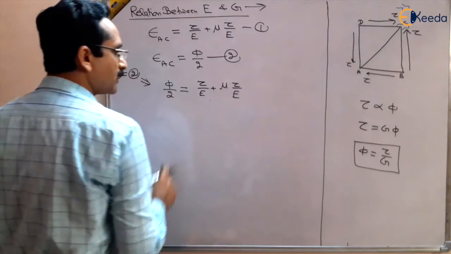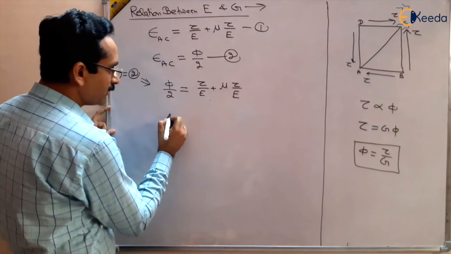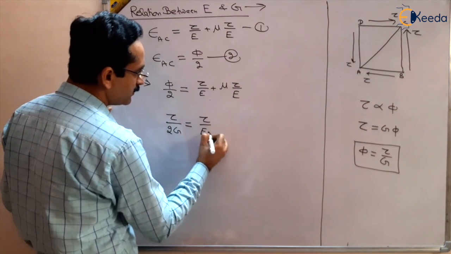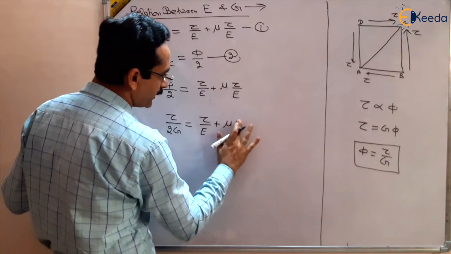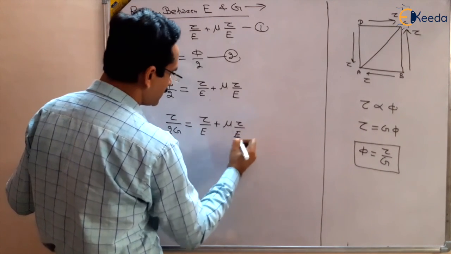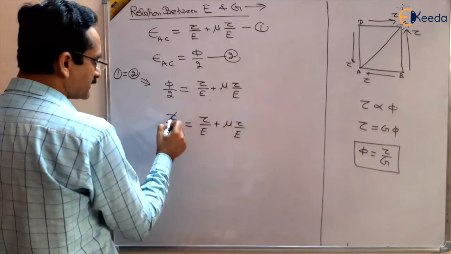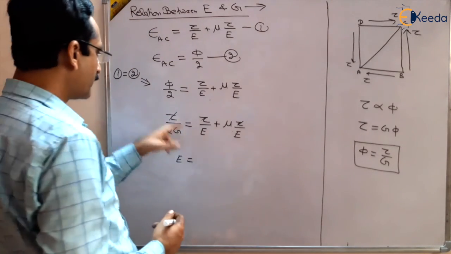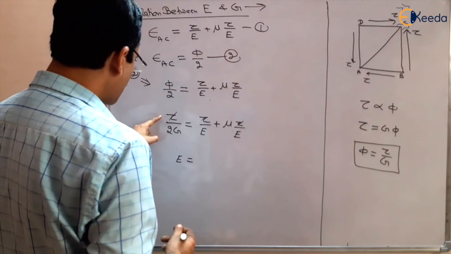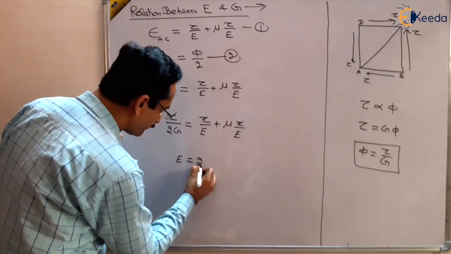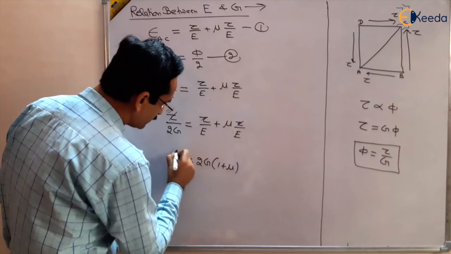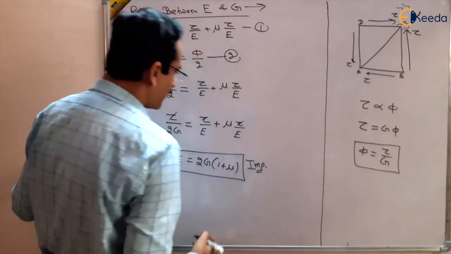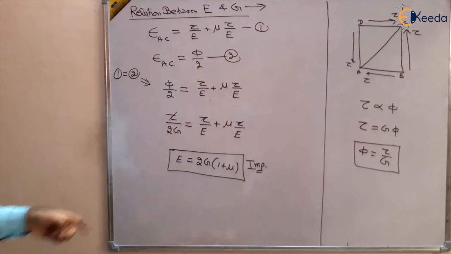Put this value here, so what you will get is tau by 2G must be equal to tau by E plus mu tau by E. From here, tau is cancelled out from all these terms, and you will get E can be taken out common, and here E will be equal to 2G into (1 plus mu). So this is the relation. This is a very important relation between modulus of elasticity and modulus of rigidity. So please remember this relation.